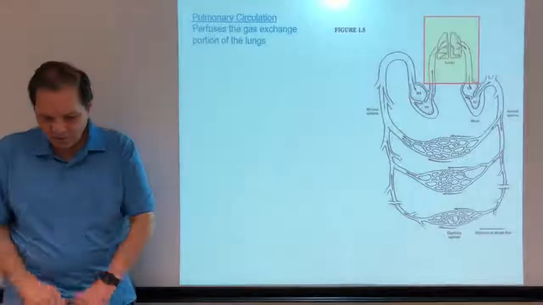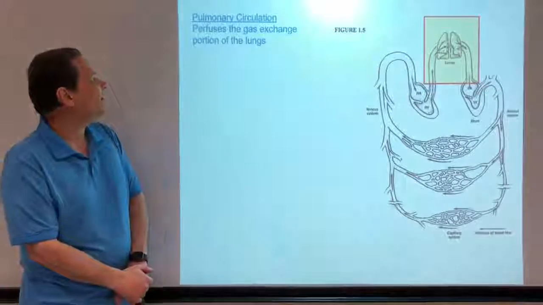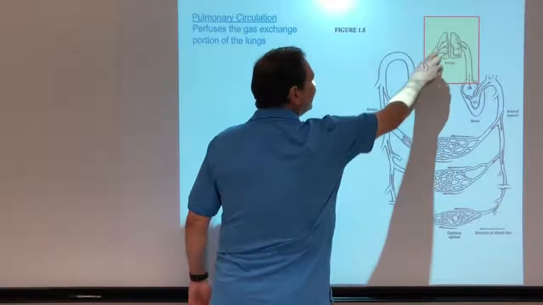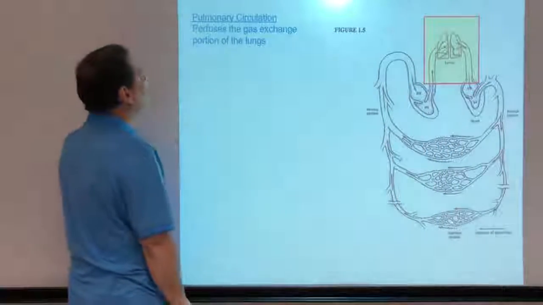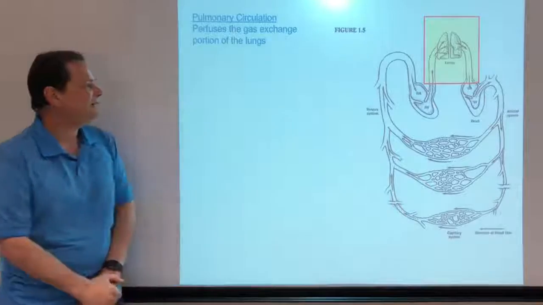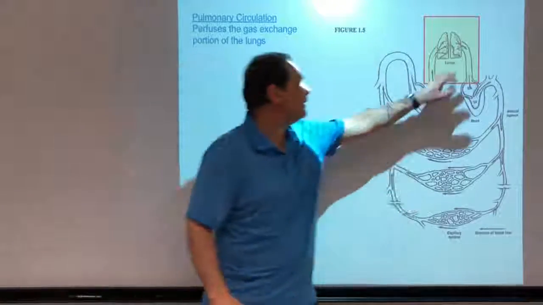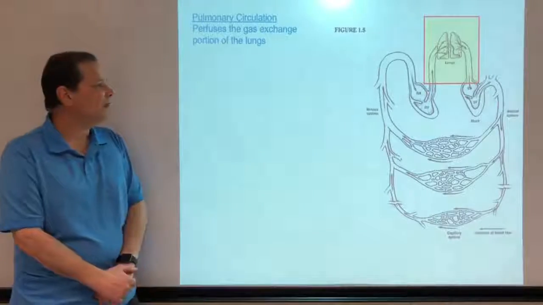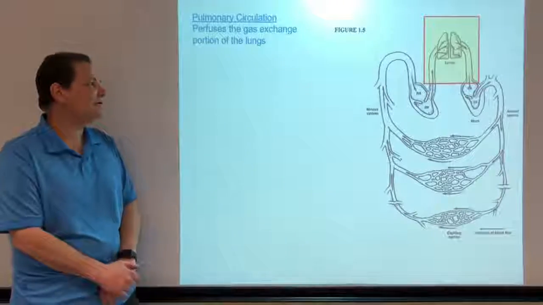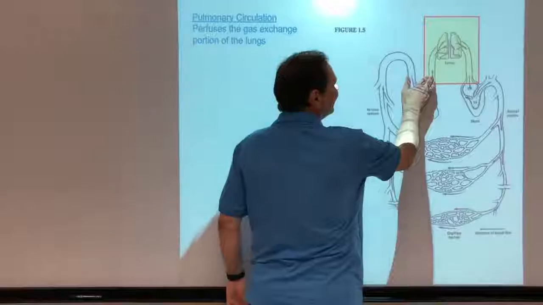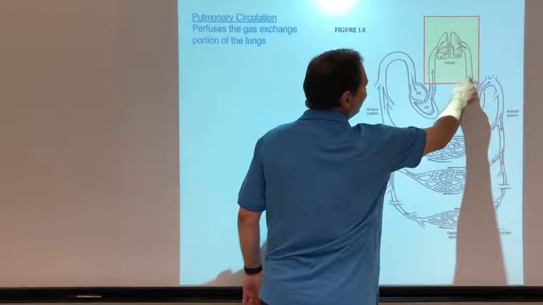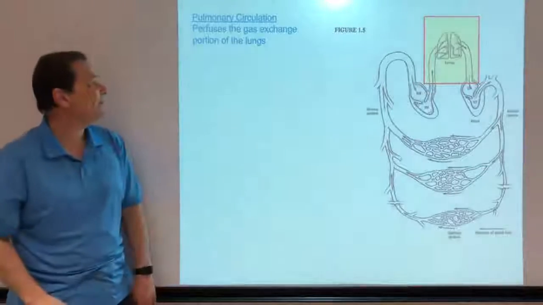All right. The pulmonary circulation, unlike the systemic circulation, is, as I said, in series with the right heart. Basically this output from the right heart perfuses the gas exchange areas of the lungs, okay? The blood is deoxygenated here in the pulmonary artery, and in the pulmonary vein, it exits the lungs and it's oxygenated, okay?